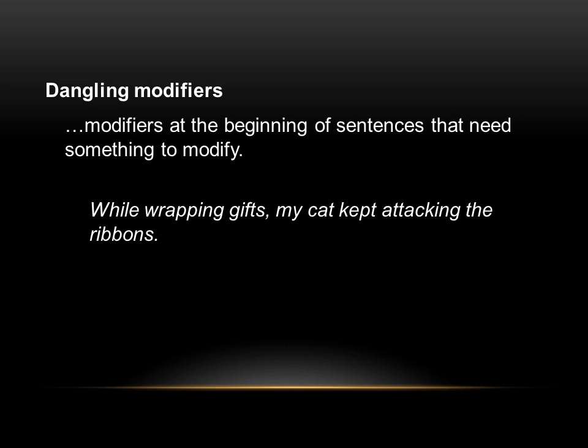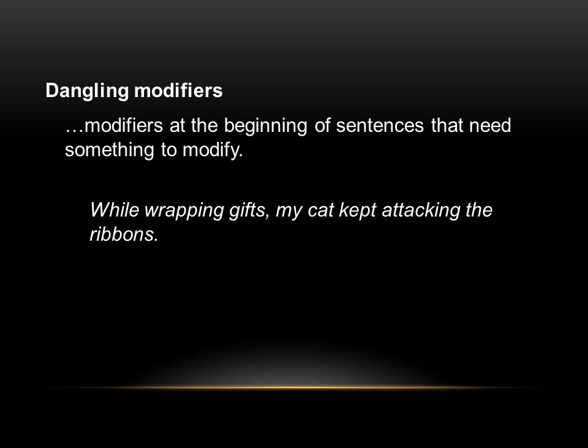Like this. While wrapping gifts, my cat kept attacking the ribbons. That's a classic dangling modifier. Because what the sentence says is that my cat was wrapping gifts. Right? So we know that modifier is not doing what it's supposed to do. It's dangling because there is no person in that sentence who could be wrapping gifts. There's no I. There's no human being at all in that sentence.